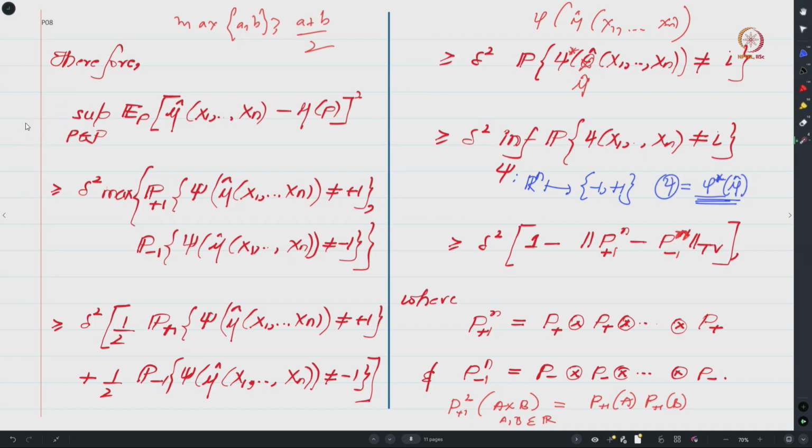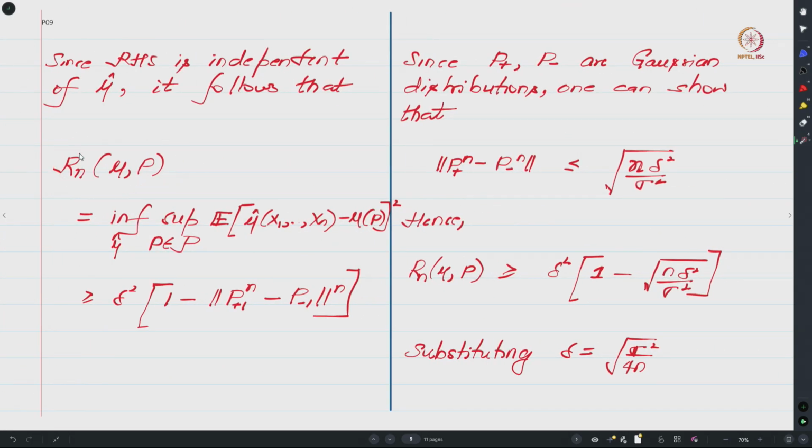And since this quantity is independent of mu hat, one can show that by taking inf over mu hat here. So notice that all these calculations were done presuming mu hat is some specific estimator, but now if you take inf over mu hats here, then that quantity which we denote as Rn mu p will also be lower bounded by this expression that we have over here, right.